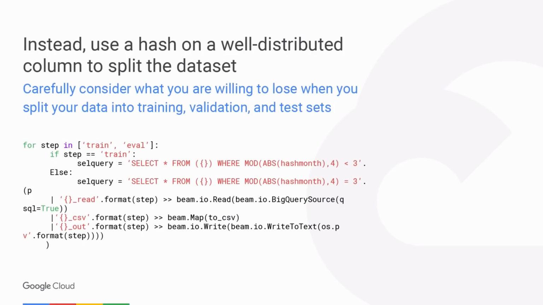A better approach might be to use a hash on a well-distributed column. So in this case, you're seeing a code snippet for how to generate a hash on such a column. This will give you repeatable training and validation data sets for use elsewhere.